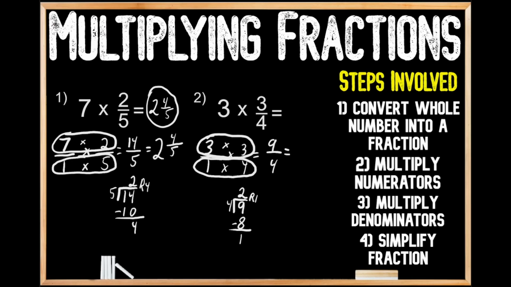So we know that we can make 2 equal groups of 4, so our whole number here is going to be 2. And the value of our denominator hasn't changed in our answer, so our denominator still has a value of 4. But our numerator here is going to be the remainder, which was 1, giving us 2 and 1 fourth. So for question number 2, when we multiply 3 times 3 fourths, we get 2 and 1 fourth.